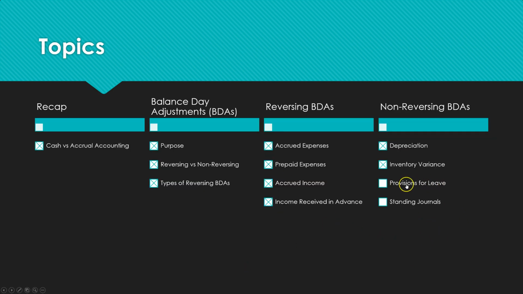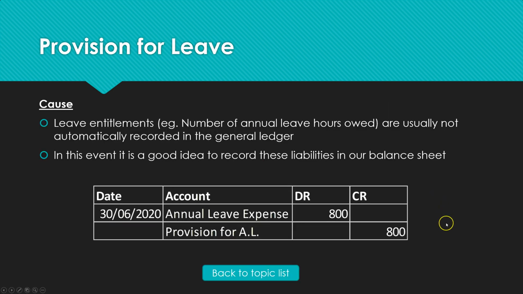All right, next thing to look at, provisions for leave. So I'm talking about annual leave, long service leave, personal leave, all those leave entitlements that your employees get. They're not going to be in the system as far as a general ledger goes. You might have a payroll system, such as MYOB does, where it keeps track of the number of hours your staff are owed, but that's not represented in your balance sheet as a liability.